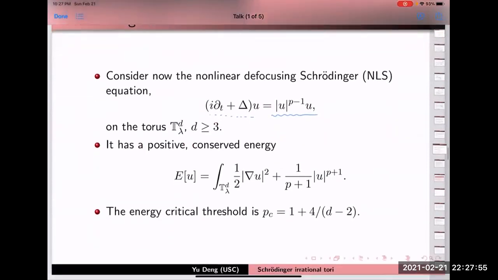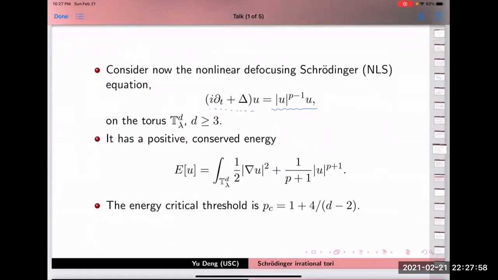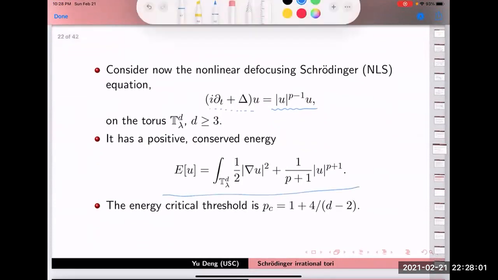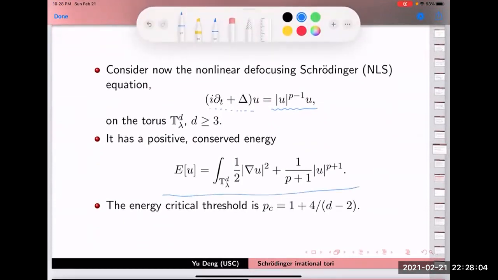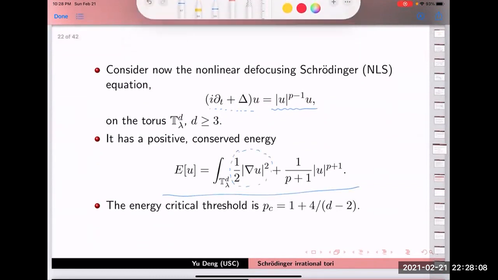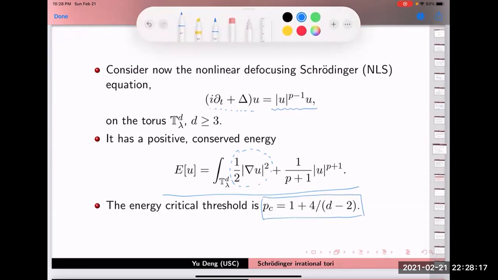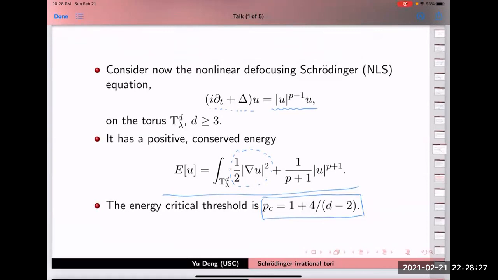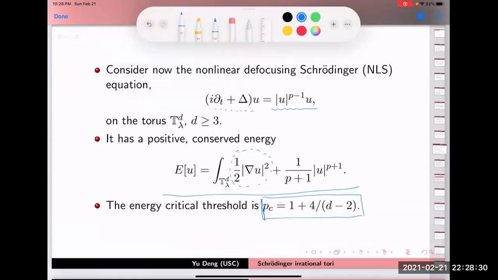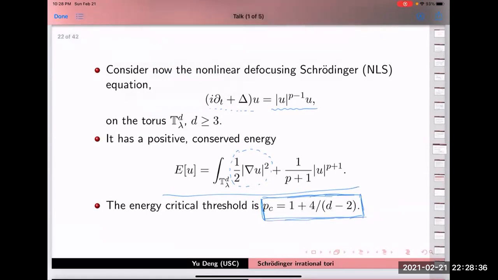Now it's well known that such a nonlinear Schrodinger equation in the defocusing case has a positive conserved energy, which is essentially at the level of H1. And we have this threshold value p_c, which determines whether the equation is critical, subcritical, or supercritical in H1. If p is bigger than p_c, the equation is supercritical. If p is less than p_c, it is subcritical, and if p equals p_c, then the equation is critical at the H1 level, the energy level.